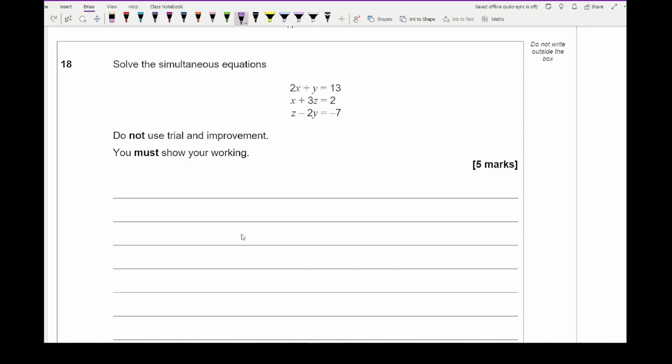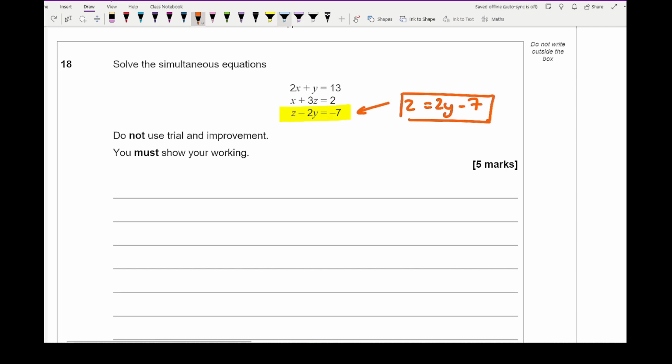Now what I notice in this particular set of equations is that not each of the equations has x and y. So what I want to do first is get an equation that just involves x's and y's. If I take this equation here, I can rewrite this as z equals 2y minus 7.